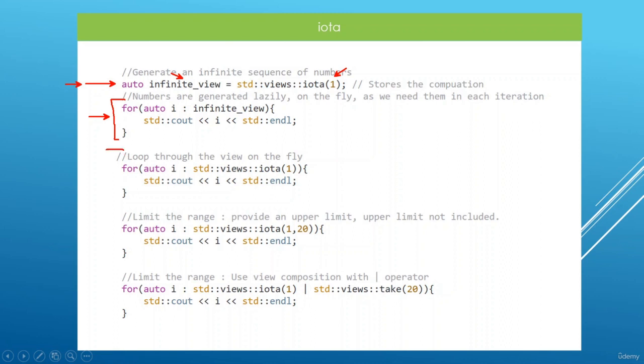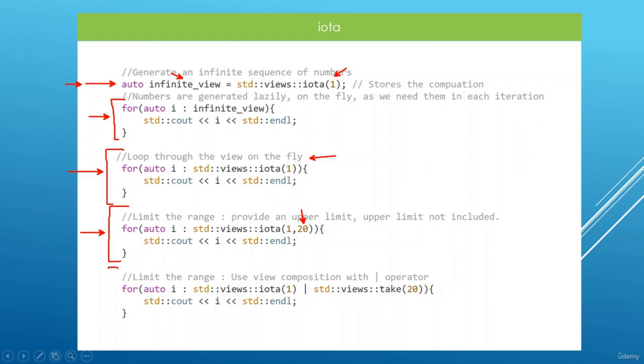We can also set this up on the fly by doing something like this, creating the view in the loop. This is going to do the same thing as on top, but we can also limit the range by specifying an upper bound to our iota view. If we try something like this, we're going to print from 1 all the way to 19, because 20 is going to be our limit. The upper limit will not be included in our range. We're going to see this when we hit Visual Studio Code again.